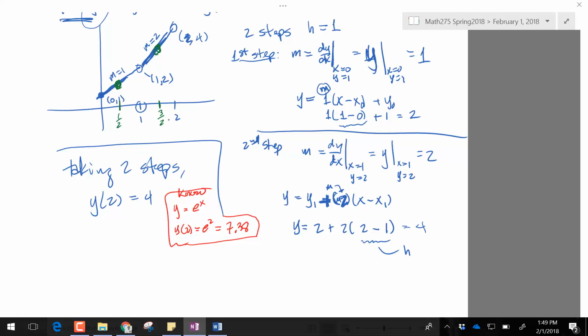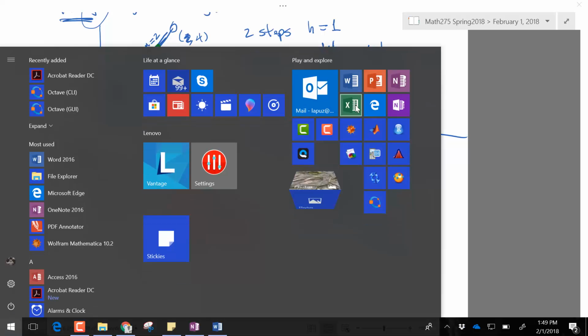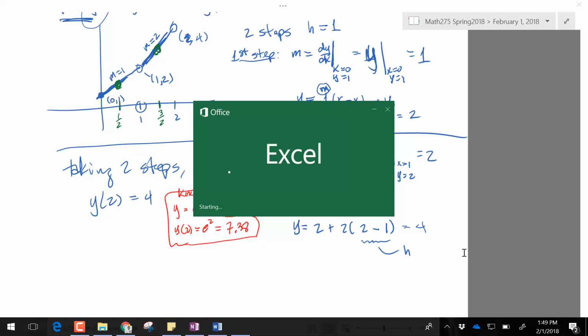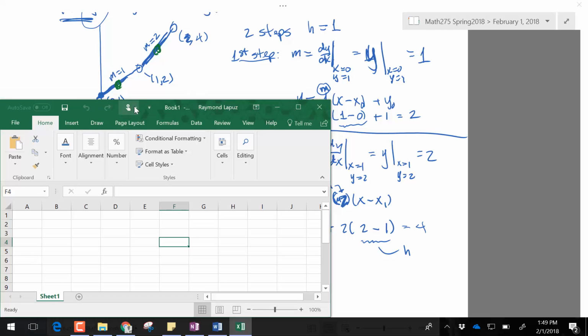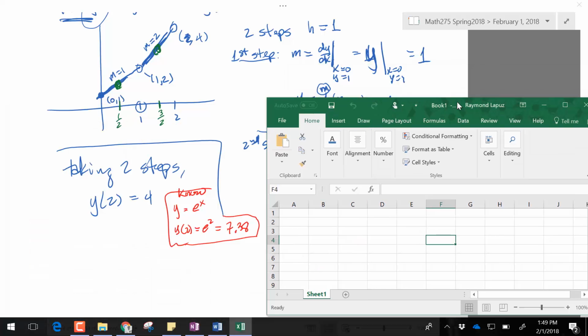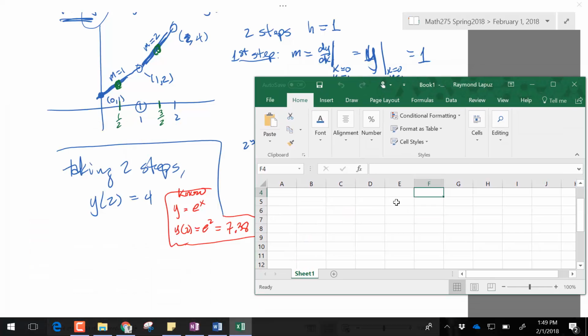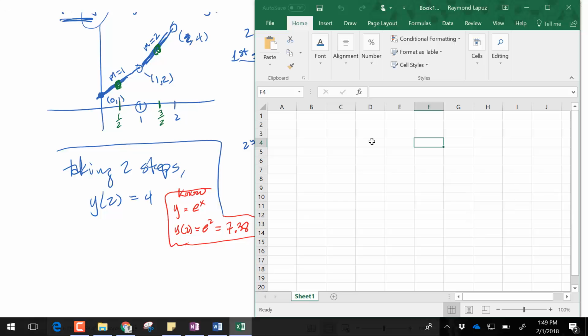Well, I'm not going to do this by hand. But you could do this with a simple program like Excel. You can use Wolfram Alpha to get the answer. No approximations needed. So how are we going to do this?